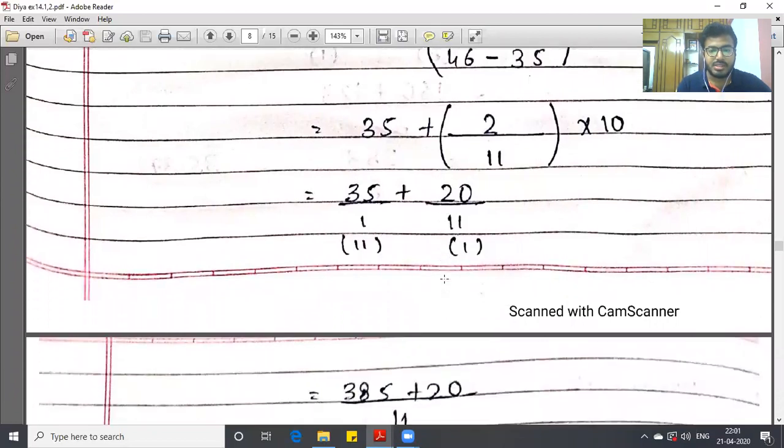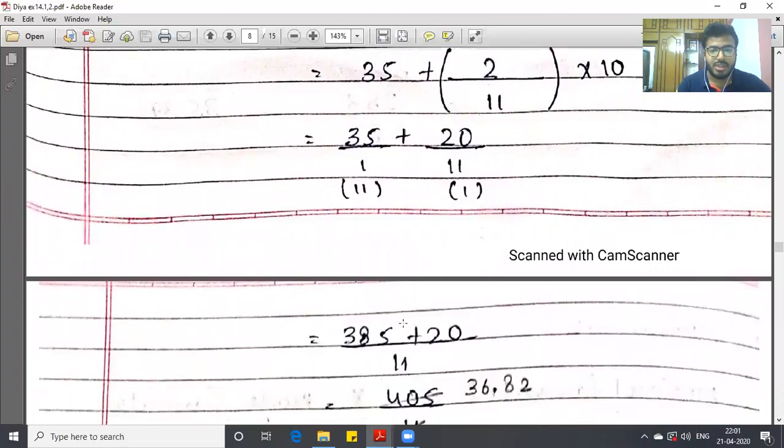So the LCM is, obviously, what? 11. So 1 into 11, taking the LCM, that is 35 into 11. How much is that? 385. Next, 11 into what is 11? 11 into 1. So 20 into 1, that is 20.